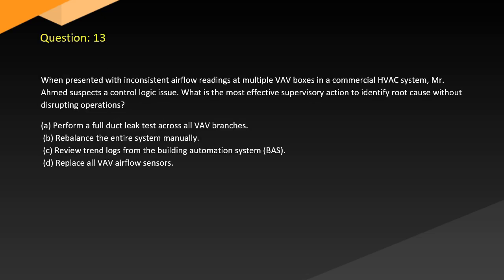Question 13. When presented with inconsistent airflow readings across multiple valve boxes in a commercial HVAC system, the technician suspects a control logic issue. What is the most effective supervisory action to identify root cause without disrupting operations? A. Perform a full duct leak test across all valve branches. B. Rebalance the entire system manually. C. Review trend logs from the building automation system, BAS. D. Replace all valve airflow sensors.